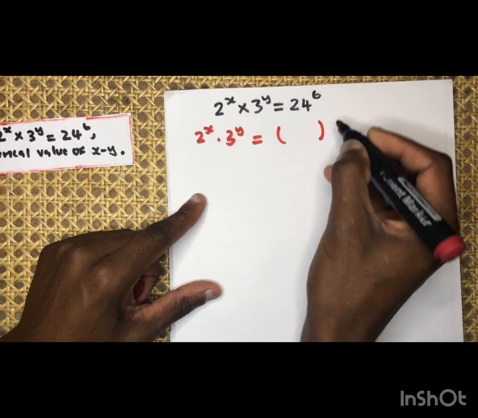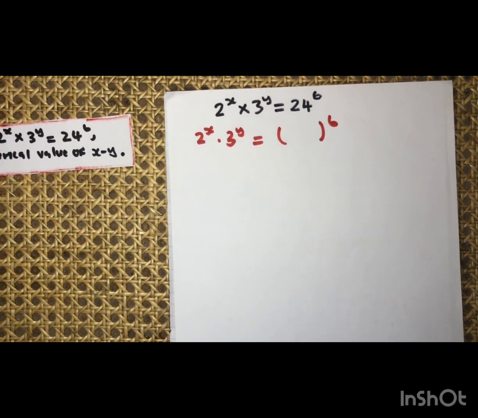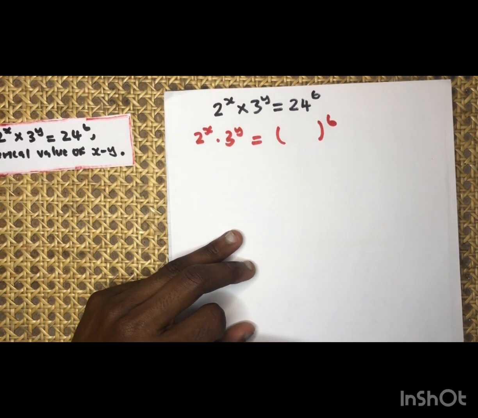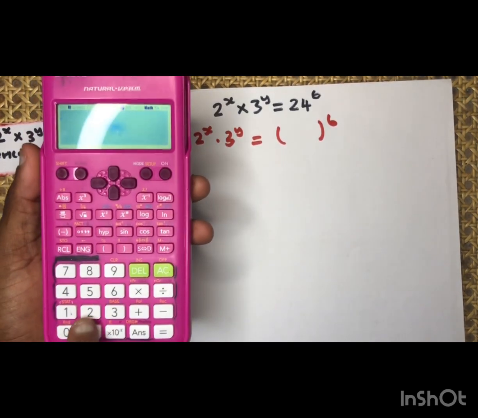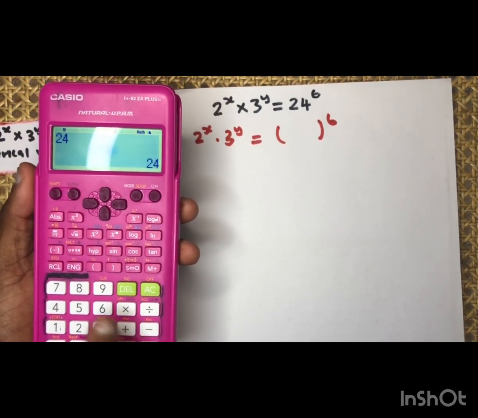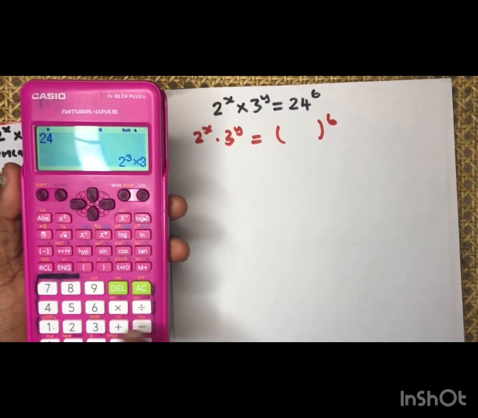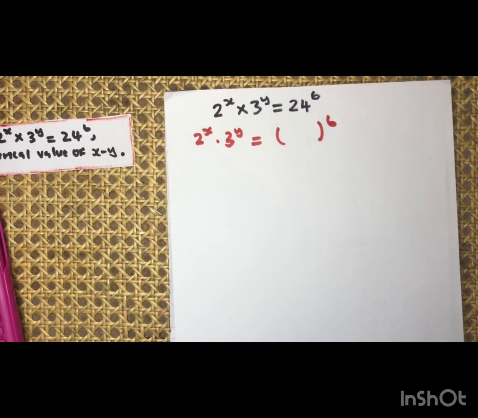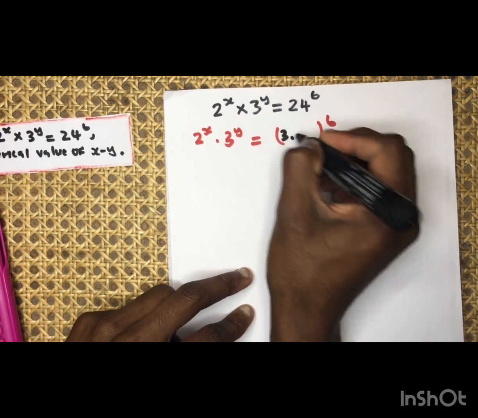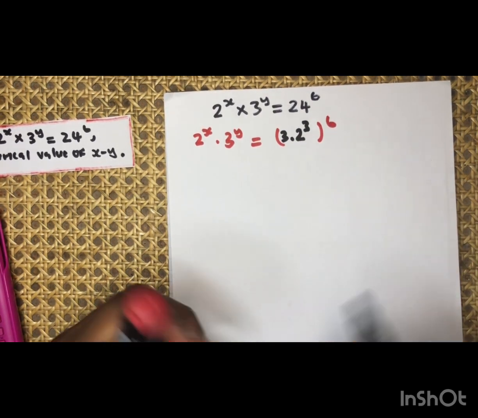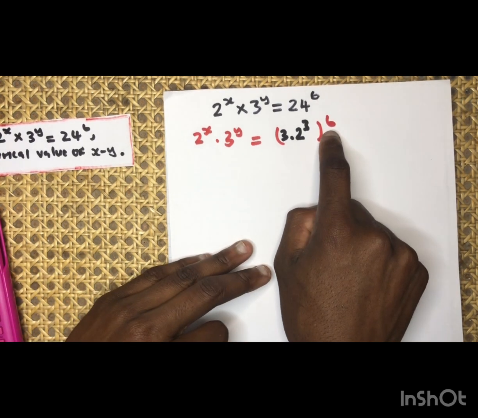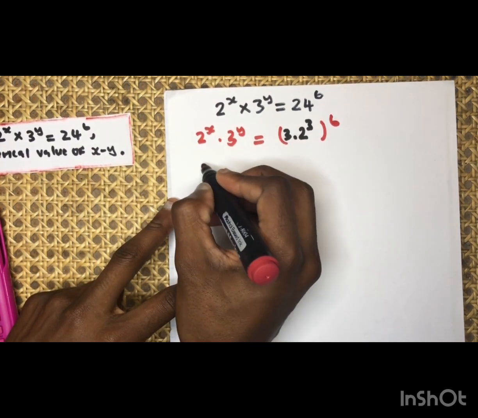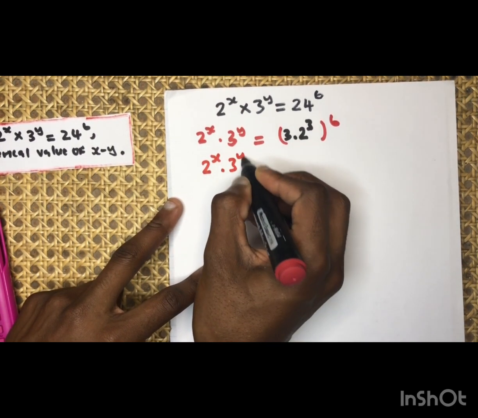Now what I need to do here is find the prime factors of 24. Remember guys, I showed you how to find the prime factors using your calculator. You just press 24, then press equal sign, then shift, then fact. So it's 2 to the power 3 times 3, sorry, so I'm going to have here 3 times 2 to the power 3. Can you see that guys, here we have the power 6. So I'm going to drop my left hand side, which is 2^x times 3 to the power y.